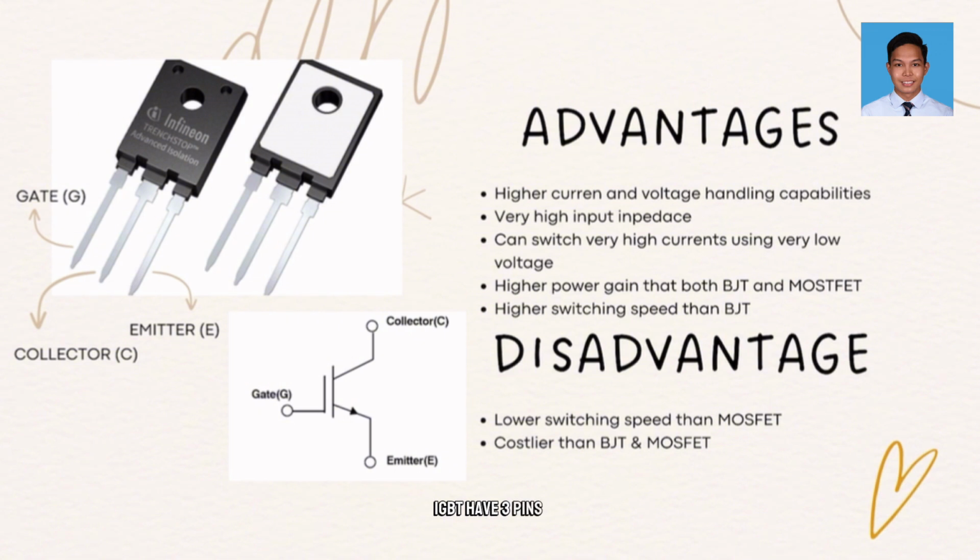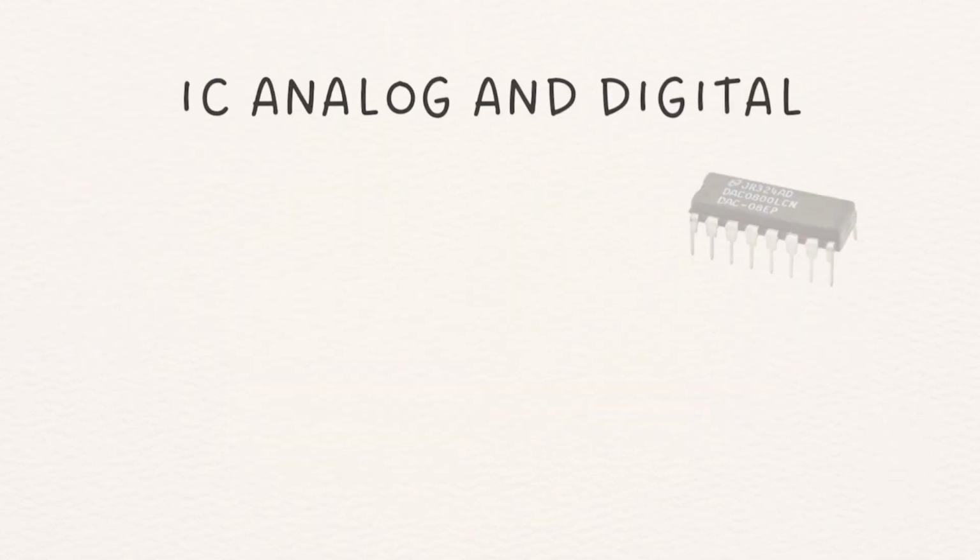IGBT has 3 pins. One of them is the gate, the other is collector, and the last one is the emitter. Now let's look at the advantages and the disadvantages of IGBTs over BJT and MOSFET transistors. If we start with the advantages: higher current and voltage handling capabilities, very high input impedance, can switch very high current using very low voltage, higher power gain than both BJT and MOSFET, higher switching speed than BJT. Disadvantages: lower switching speed than MOSFET and costlier than BJT and MOSFET.